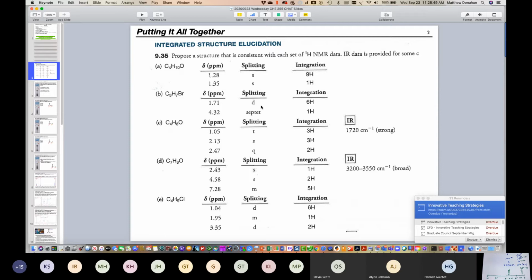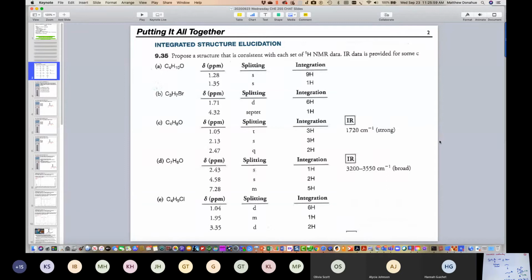Again, you'll be given pieces of information such as this so that you can make your best claim. Why don't we go ahead? Are there any questions on this one before we do the next one?